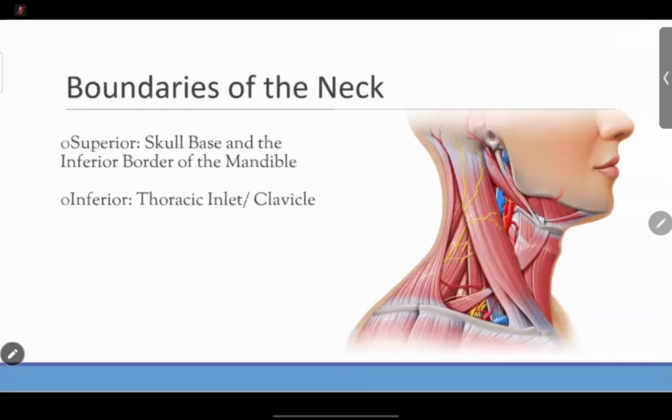So for the neck, always know the boundaries of the neck. Superiorly, the skull base and the inferior border of the mandible. So that's where your neck starts. And then inferiorly would be your thoracic inlet or your clavicle. Okay, so that comprises your neck. So it has an anterior and a posterior part.